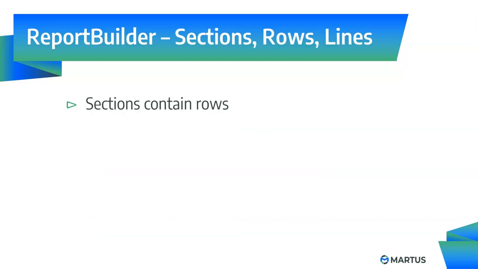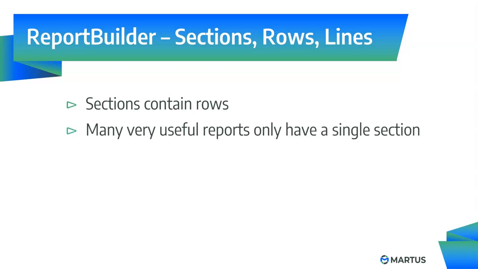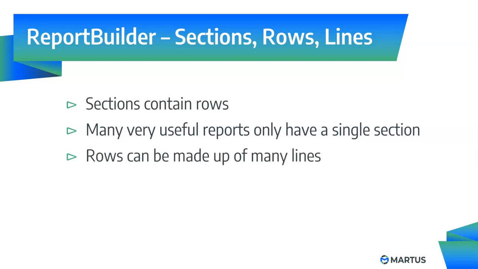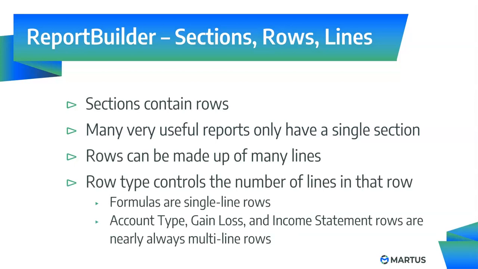First, we'll give you a few notes on this slide about lines, rows, and sections. Sections contain rows. You can have one or many rows in any section of a report. You don't have to have multiple sections on a report because you can use the many kinds of rows to provide a lot of information. Most of the templates that Martus provides are single section reports. Within the internal structure of the report, rows can have one or more lines. This is controlled by the row type that you choose.